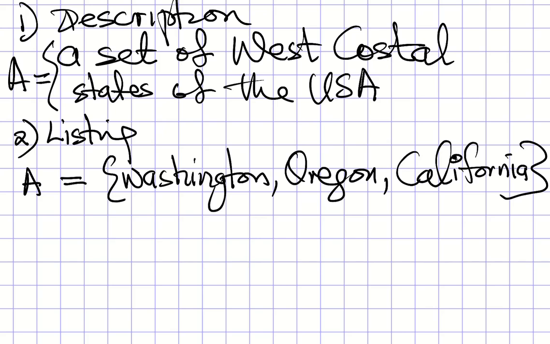I mean, you can abbreviate the elements. You can call this one little w, call this one little o, call this one little c, if you want to. But for now, it's good to write the whole thing out. That way you understand what I'm saying.